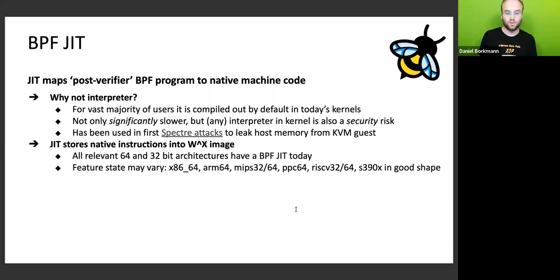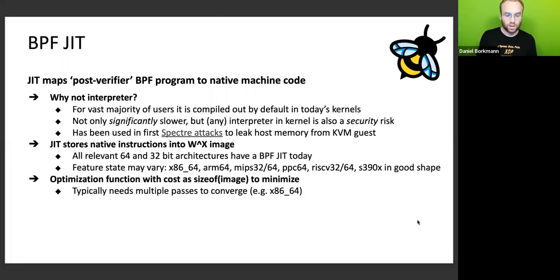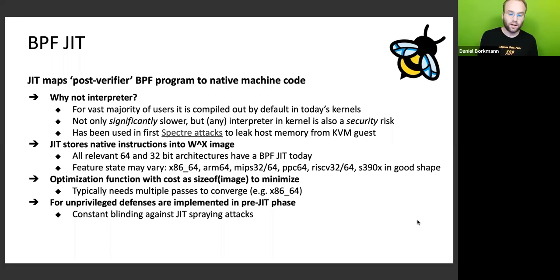So it stores instructions into a read-only executable image, and all the relevant 64-bit and 32-bit architectures have BPF JITs today. x86, ARM64, MIPS, PowerPC, RISC-V, they're all in a pretty good shape. So you can use it. And JIT compilers are really an optimization function. So your cost is basically the size of the resulting image, and that needs to be minimized in order to be efficient for the CPU's instruction cache underneath it. For example, on x86, the JIT compiler usually does multiple passes in order to shrink the image further and further if possible. And I mentioned the constant blinding, which is done in the pre-JIT phase, but it's really common for all the JITs and doesn't need to be implemented JIT by JIT.